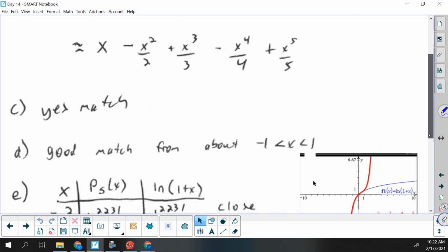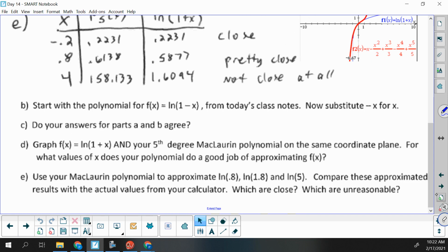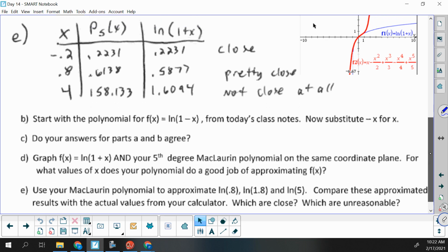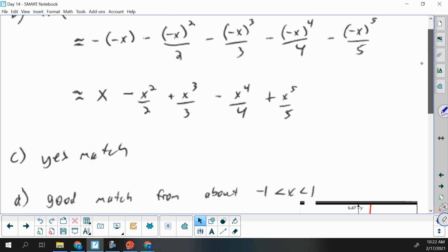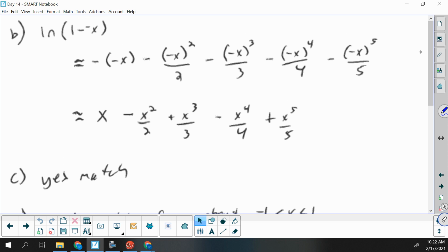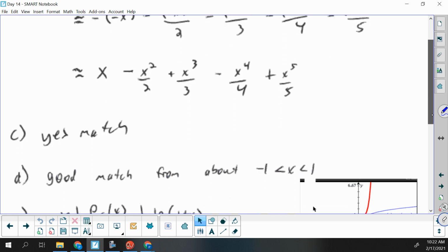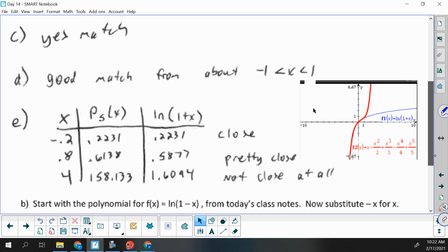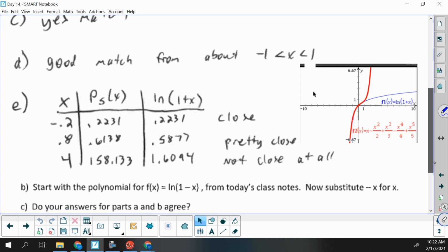So the second way that we can do it is we can take from today's class and we can put a negative x in. We had natural log of 1 plus x. So take what we had in class, put a negative x in, neaten it up, and notice it matches the same, our 5th degree polynomial. When you graph it, it's a pretty good match between negative 1 and 1.